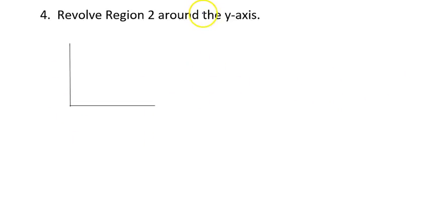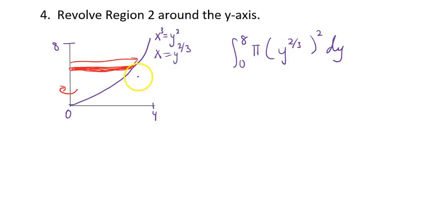Okay, now is the time that I would really like for you to pause and try to do number 4 yourself. You're revolving region 2, which is the big fat region right here on top, around the y-axis. And so this would be a wonderful time to pause and try that one. So pause now. Okay, let's check your answers.